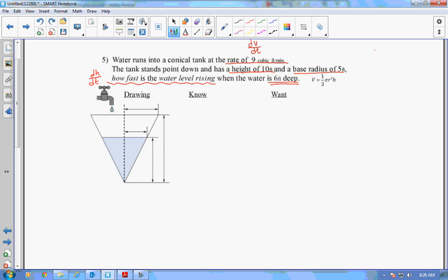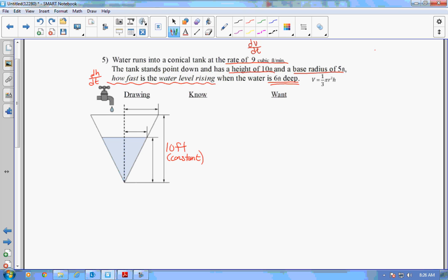Luckily, they've already given us a picture. Let's fill in some things we know. What can we put on the picture? Okay, and that would be the outsides, right? So the height of the cone is 10 feet. So this long arrow right here is 10 feet. Does the height of the cone change? No. So this is a constant. You have to determine what's changing and what's constant. Okay, what else can we put on?